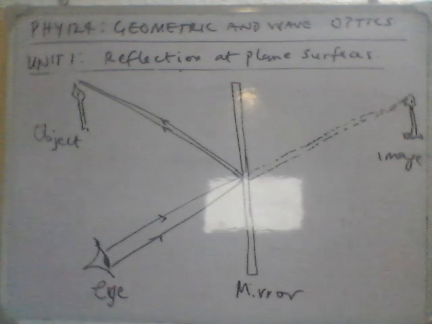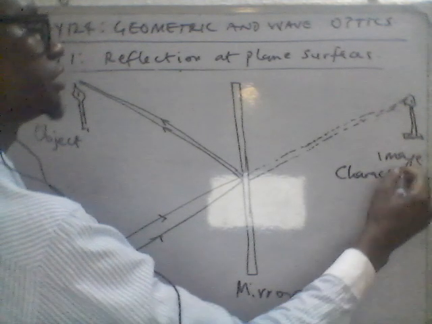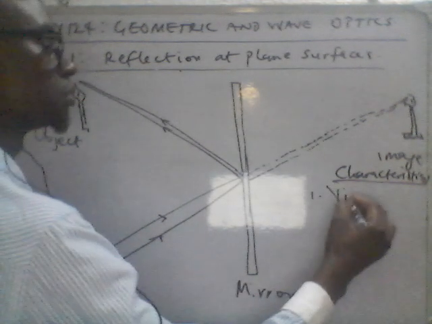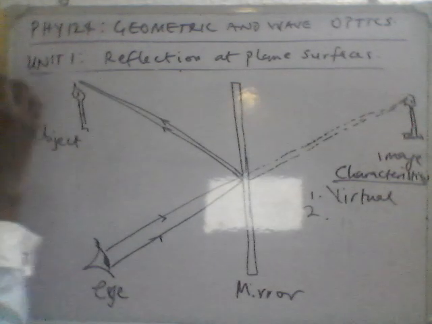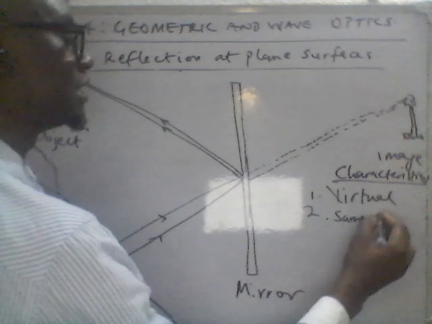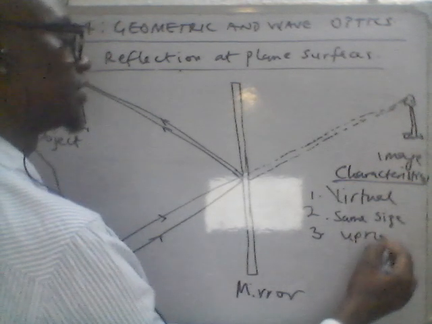So what are the characteristics of the image? For a plane mirror, the image is virtual. Because of this virtual thing, these are the characteristics of the image formed. Let me put it under here. Characteristics. Number one, virtual. Number two, the same size as the object. So if you look at the mirror, the image can never be bigger than you. The image formed is the same size. The image formed is also upright. See, it's standing upright. It's not inverted.